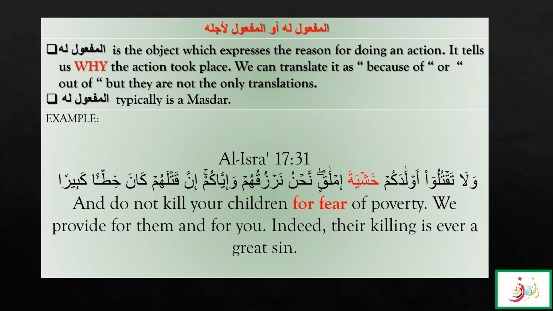This is the maf'ul lahu. We know that maf'ul lahu always answers the question for why. And if we ask why the killing is taking place or why would it take place, it is because of the fear of poverty. So this is the reason. That is why khashyata is in the state of nasab and it is a maf'ul lahu or li-ajlihi. And typically it answers the question for why.